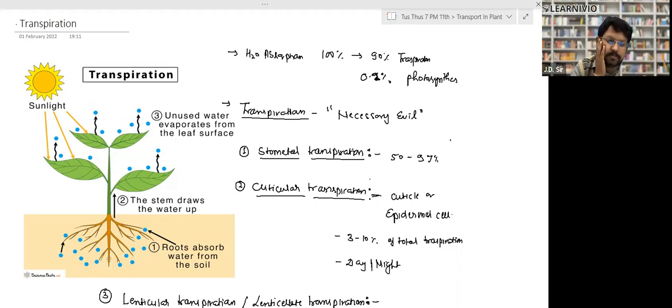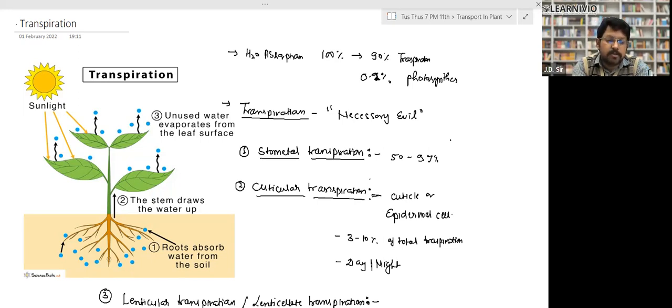Very simple. Transpiration takes place to cool down the body temperature of the plant. Like sweating cools down our body temperature, right? Whenever sweating takes place in our body, the body temperature decreases or cools down, right? So whenever the unused water evaporates from the leaf surface, this is called transpiration.